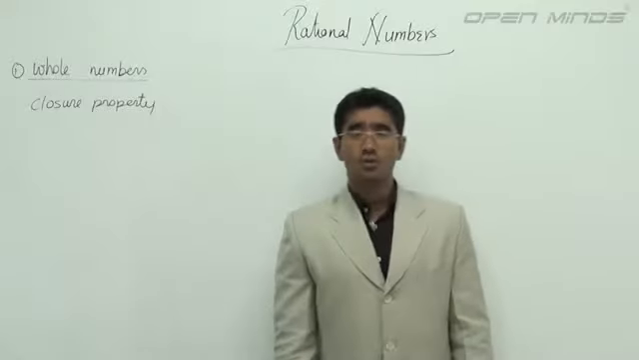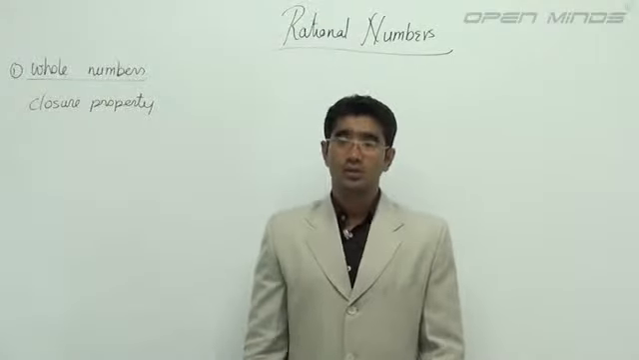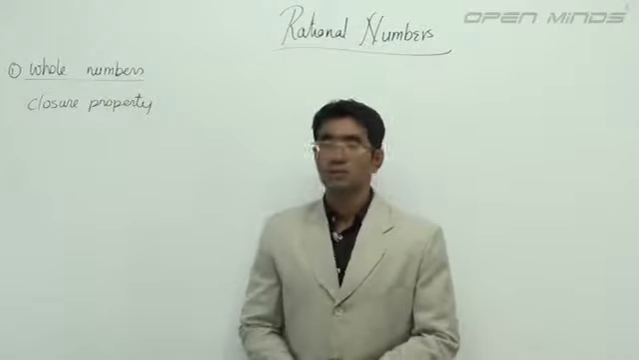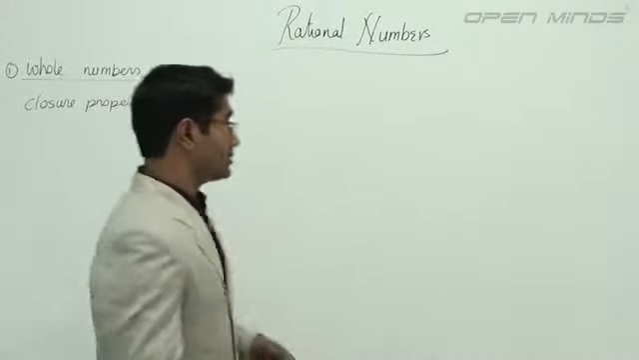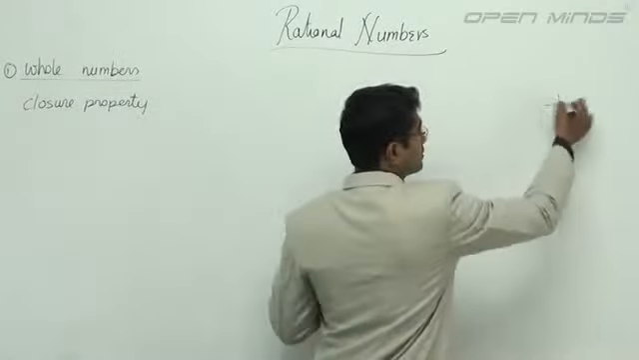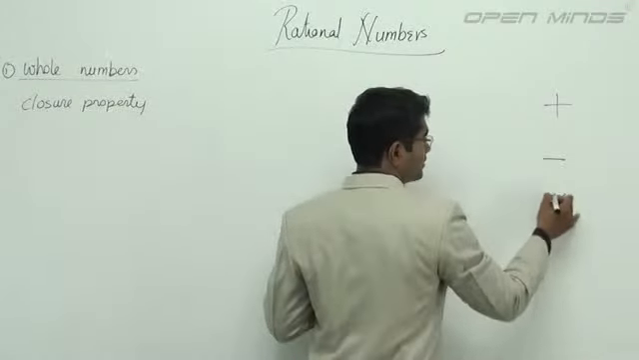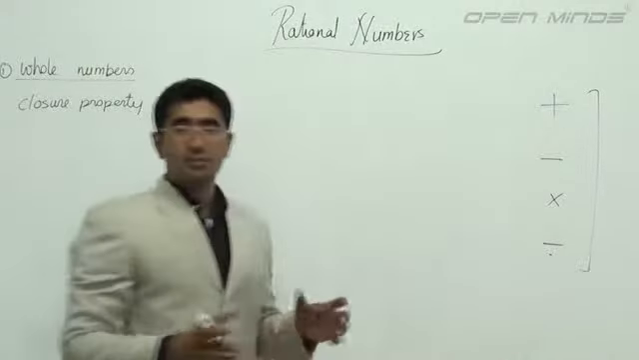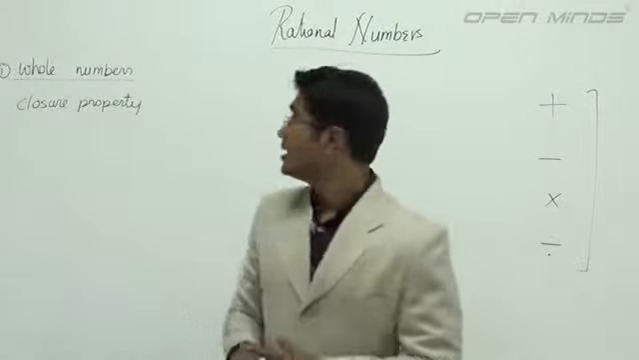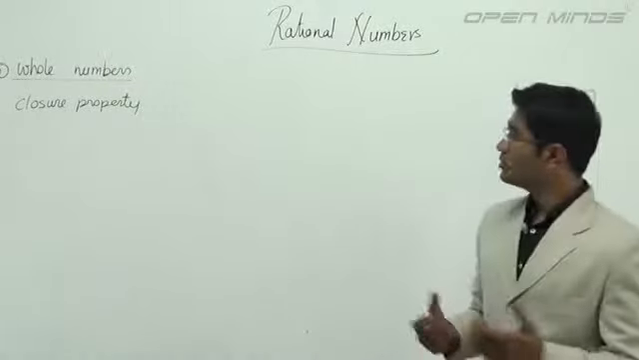This session is about the closure property and how it holds on whole numbers in terms of the basic operations. Now, what exactly are operations in mathematics? These are called operations: addition, subtraction, multiplication and division. These are the four basic operations of mathematics. Very simple to understand.